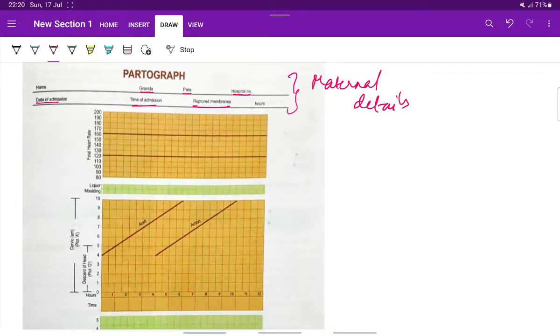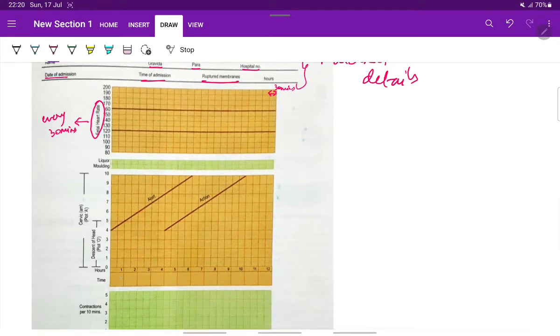Now coming to the fetal details. We monitor the fetal heart rate every half an hour. So here each small box represents 30 minutes, that is half an hour, and this one big box is 1 hour. In fetal heart rate, a heart rate of 120 to 160 beats per minute is considered to be normal. Below 120 is bradycardia and above 160 is tachycardia.